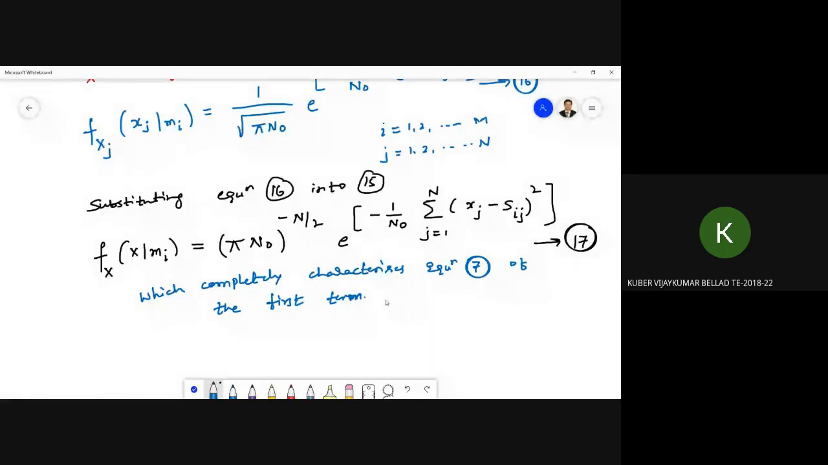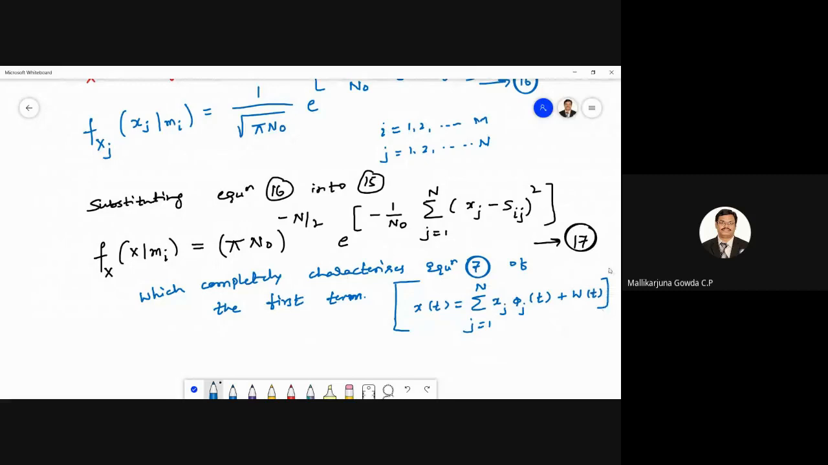Summation j equals 1 to n, xj phi j of t, plus w of t. That is the received signal, right? Just for understanding, I'm writing here: x of t is equal to summation j is 1 to n, xj phi j of t, plus w of t. So this is what equation 7 is.